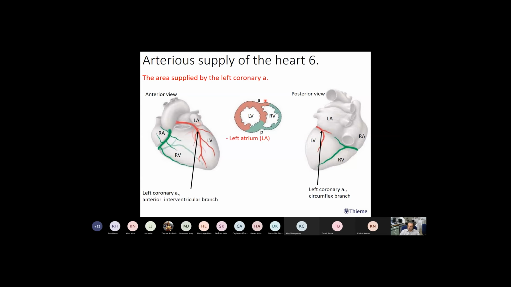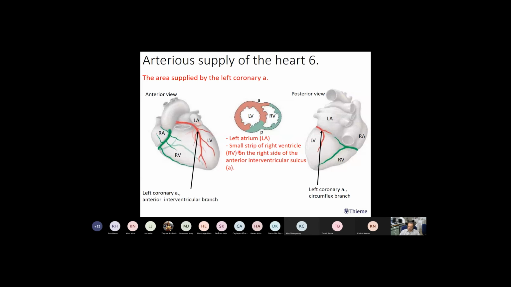Of course, the atrium is that which I can start with. It gets an atrial branch from the left coronary artery. And next to the anterior interventricular sulcus, you have, of course, an area of the right ventricle. So this narrow area here receives the blood supply from the left coronary artery.